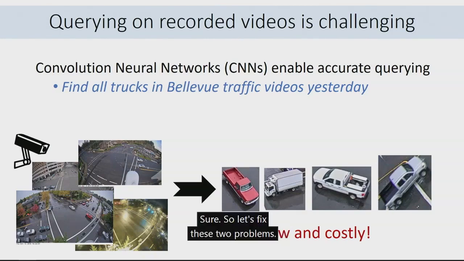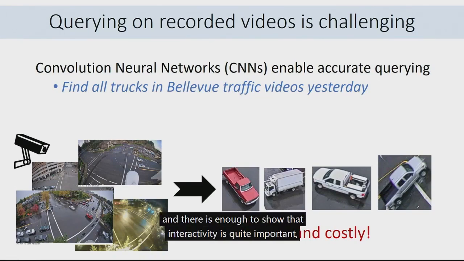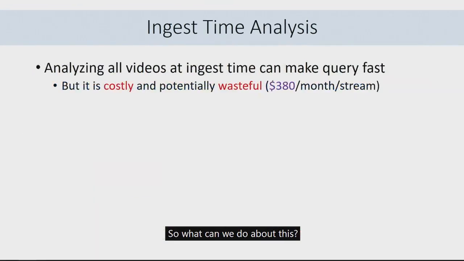And sure, so let's fix these two problems. We don't want it to be slow because then it's no longer interactive, and there is enough evidence to show that interactivity is quite important, and we don't want it to be costly either. So what can we do about this?